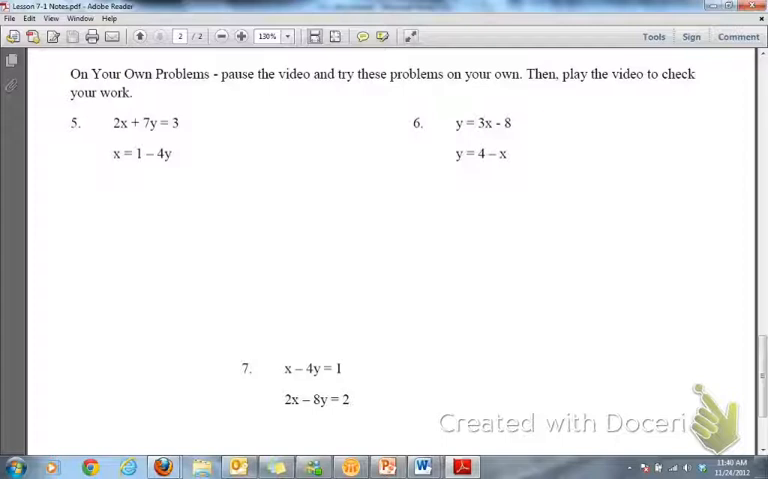So, in problem number 5, since x equaled 1 minus 4y, we already have x by itself. So you just put what x equals in place of x in the first problem. You're substituting that. So 2 times x, but x is 1 minus 4y, plus the 7y equals 3. Distribute.